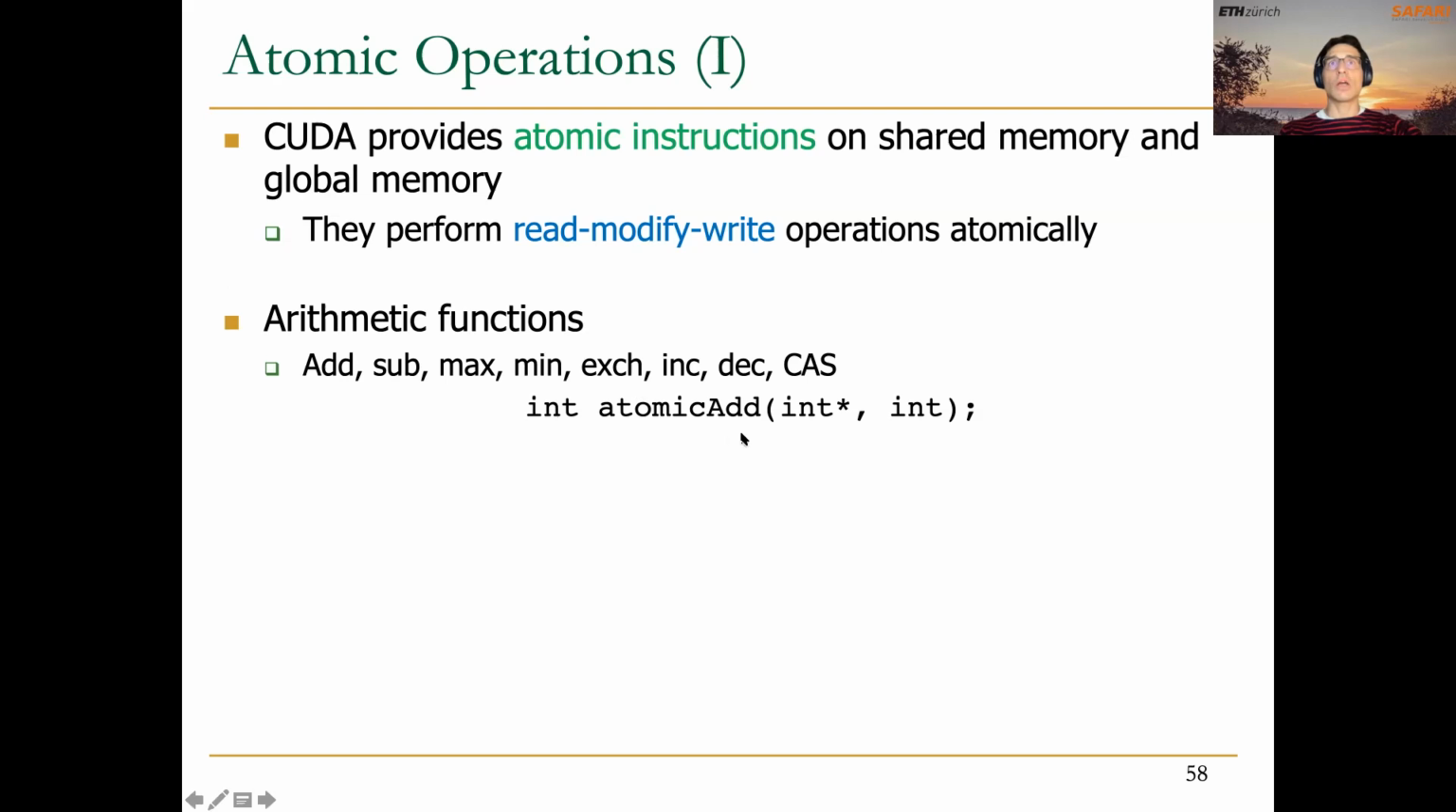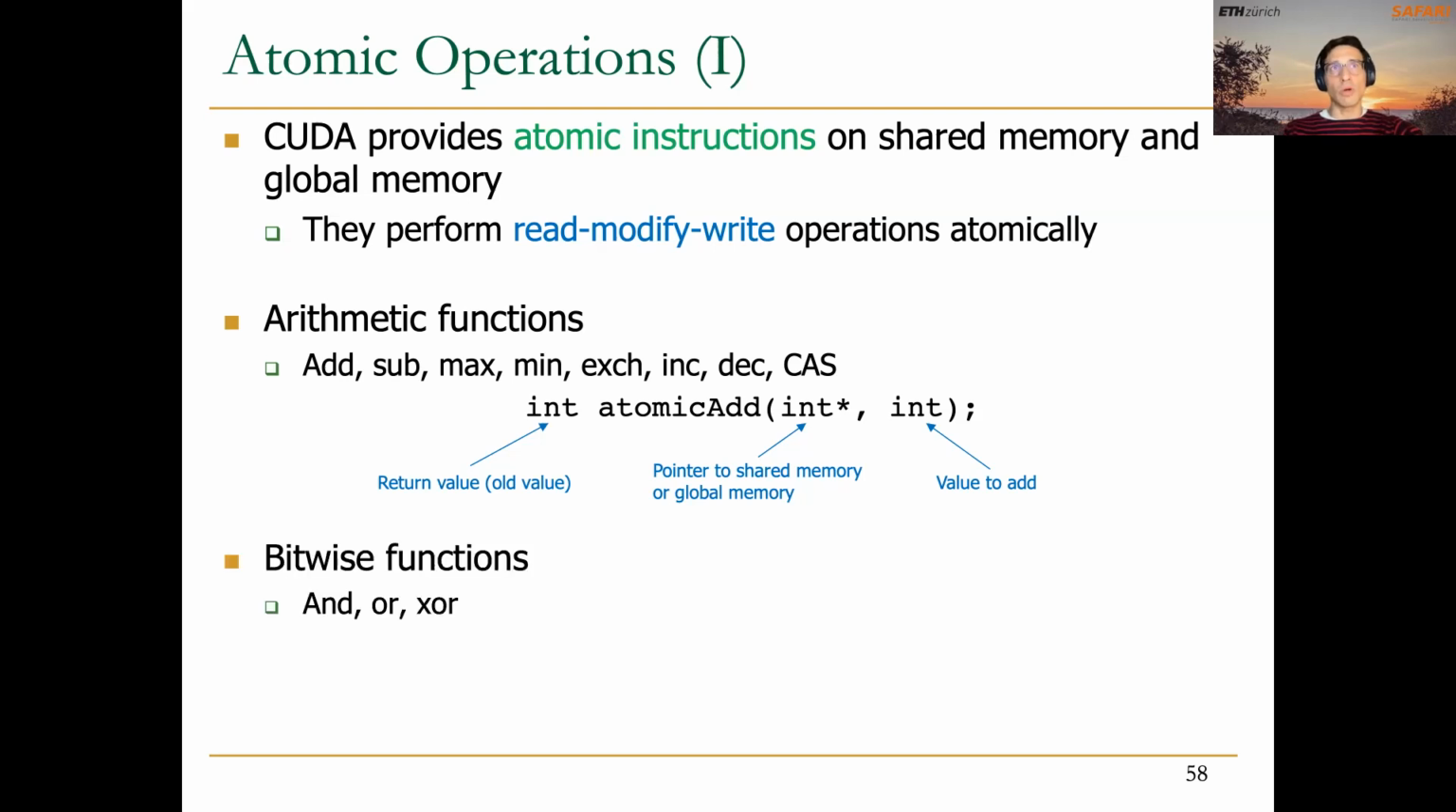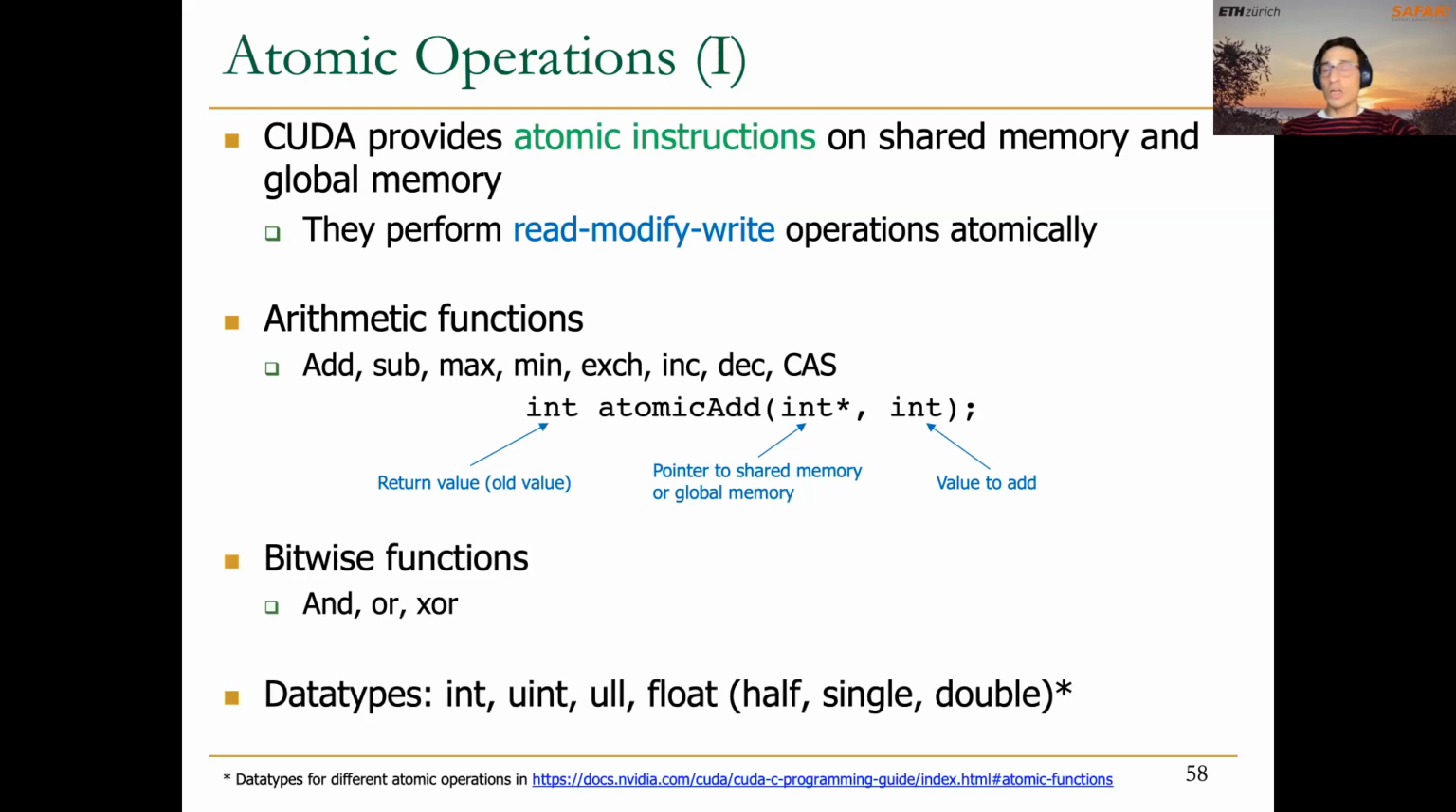Here you can see one example. This is an atomic add. This is the pointer to the shared or global memory where the specific value that we want to update resides. This is the value to add in this particular case of the atomic add, and this is the return value, that is the old value that was stored in that position of shared memory or global memory. As I said, there are also bitwise operations and different data types. If you want to know what are the exact operations and the exact data types that atomic operations can handle, please go to the CUDA programming guide.